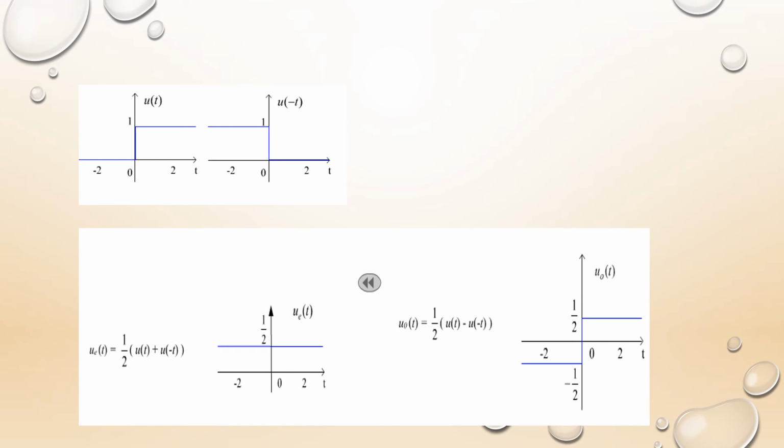So this way, and if these two are added together, 1/2 here, here also 1/2. So on the negative side, this portion minus 1/2 and this plus 1/2 completely get cancelled. At 0 this is 1/2, so the resultant will become 1. The rest of the part is 1/2, this is also 1/2, so the resultant is 1. So this is from u of t and u of minus t, and this is its even part, and this is its odd part.